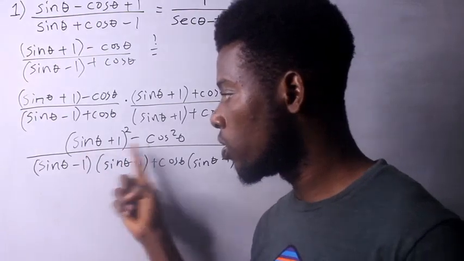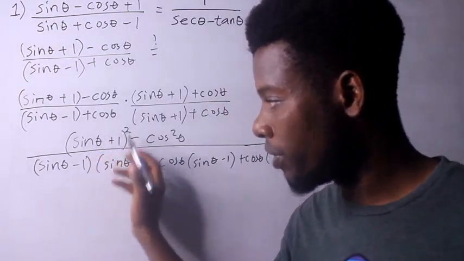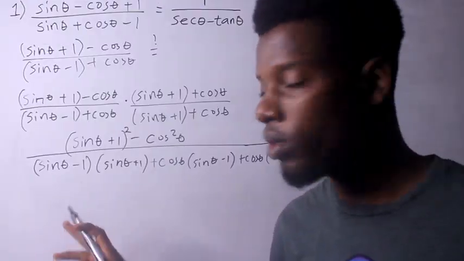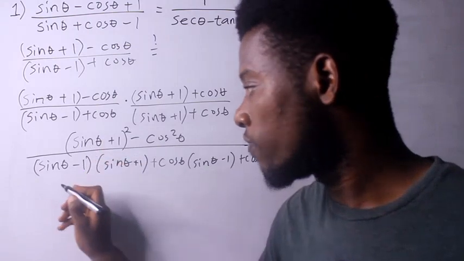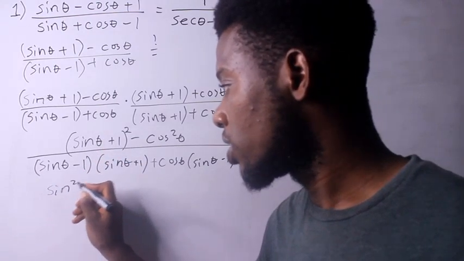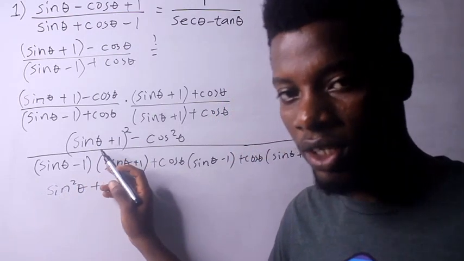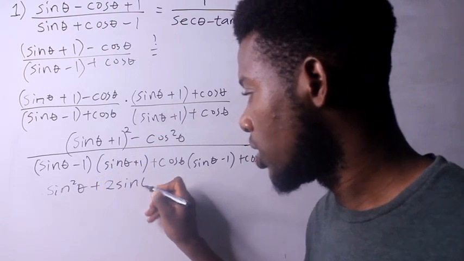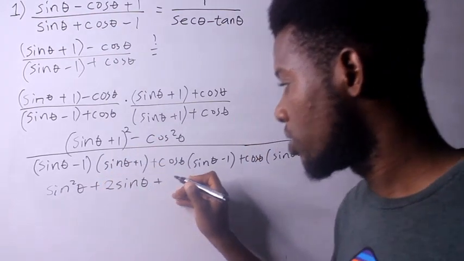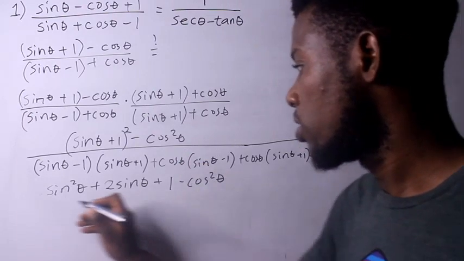So from here we can go on to simplify. So we want to expand this entire parenthesis. We use multiplication of binomials. So it's sin theta plus 1 times sin theta plus 1. So we square the first term, that's sin square theta, plus multiply the first and the second term, that's just sin theta, and times the result by 2, that's 2 sin theta. And then you square the last term, that's 1, minus cos square theta all divided by.